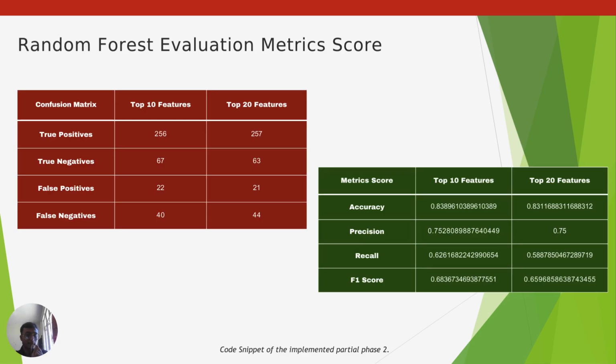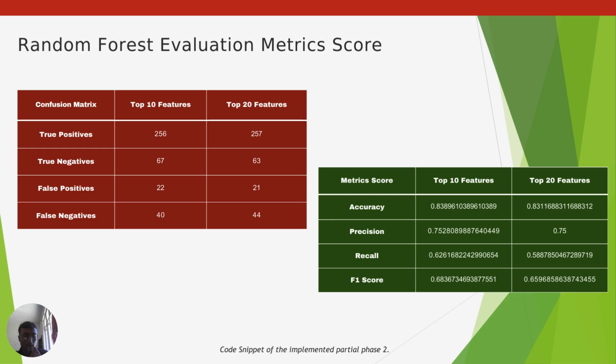So here is the top 10 features again from the confusion matrix. On top, true positive 256, true negative 67, false positive 22, and false negative 40. So this is the top 10 features and also the top 20 features, to see which one will contribute and also give a result on the difference on which one is better.